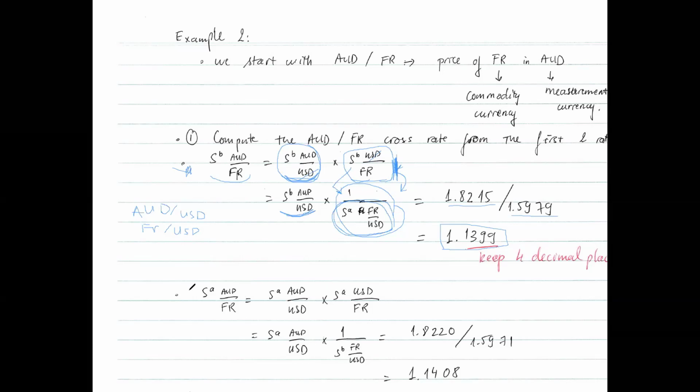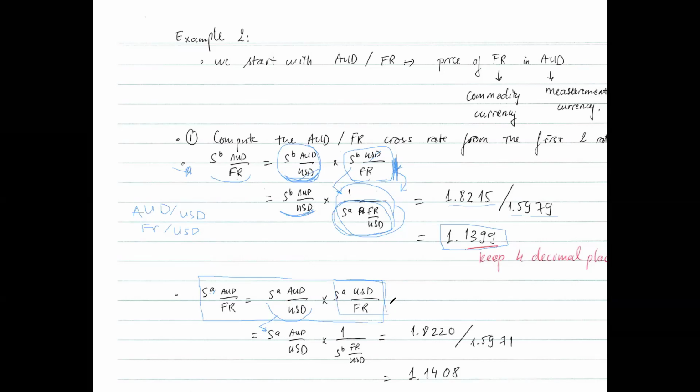I'm going to move on to my ask rate. In this case, the calculation is exactly the same. I'm just going to change from the superscript B to superscript A. Once again, the first exchange rate is given directly in the table. And because I'm looking for an ask rate, I'll be looking at the right-hand side for the Australian divided by the USD exchange rate.